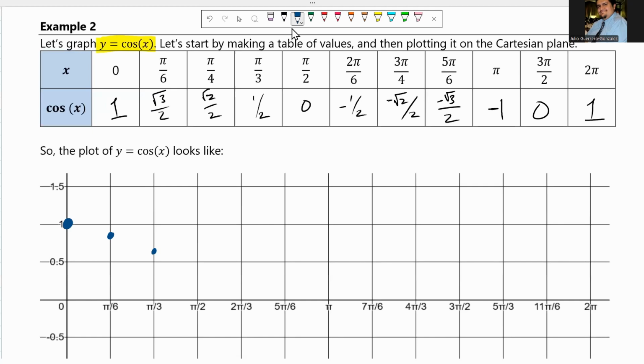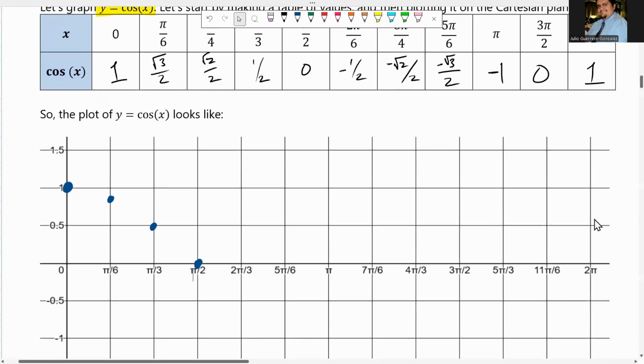At pi over 3, where is my pi over 3? Oh, I went too far there. Pi over 3, it's going to be at 1/2, right? And then at pi over 2, it's going to be 0. There we go. Got ahead of myself a little bit. And then it's going to keep going, right? So it's going to go, let me actually scroll down a little bit. So there we go. At 3 pi over 2, it's going to be negative 1/2. And then it's going to go root 3 over 2. And then at pi, it's going to be negative 1, right?